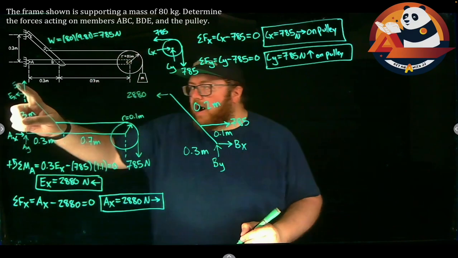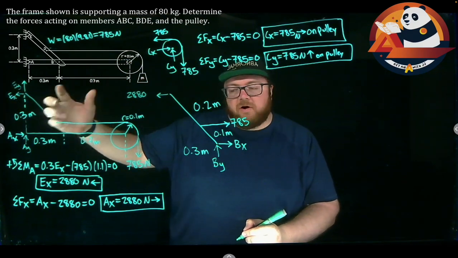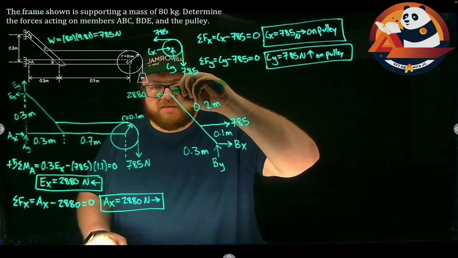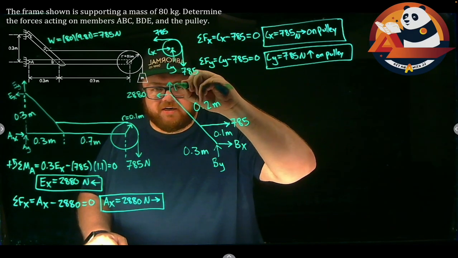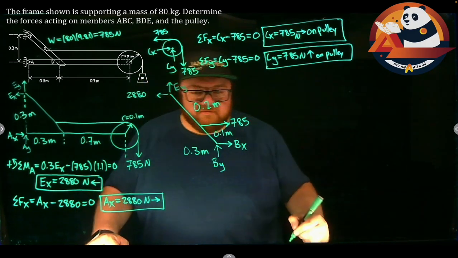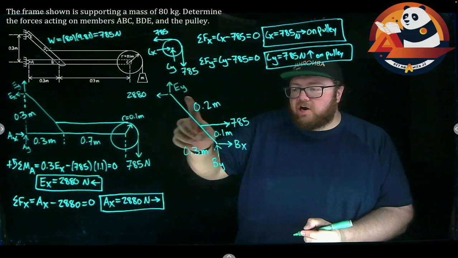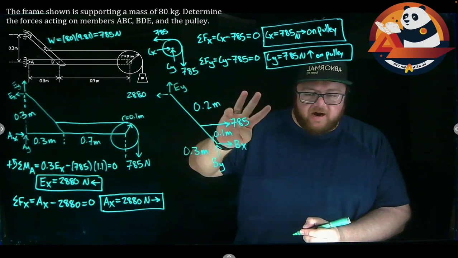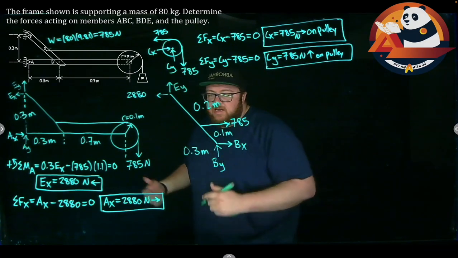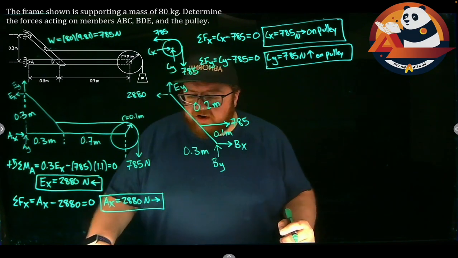2880. And EY, I already assumed a direction on it. We want to make a consistent assumption then. Let's continue to show it in that same direction. EY going up. Three unknowns, BY, BX, EY, three equilibrium equations. I can solve this all out. So what do we want to do first?